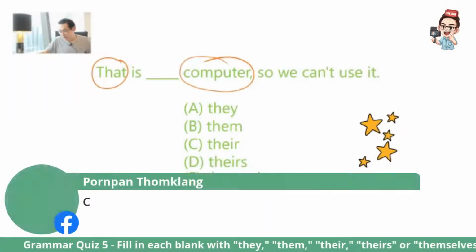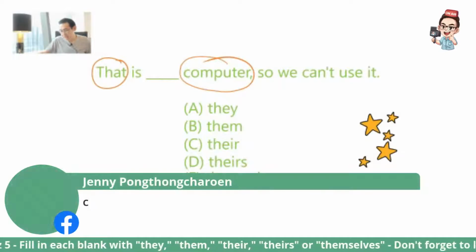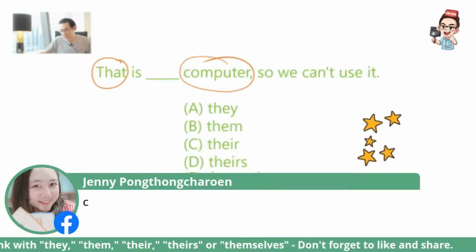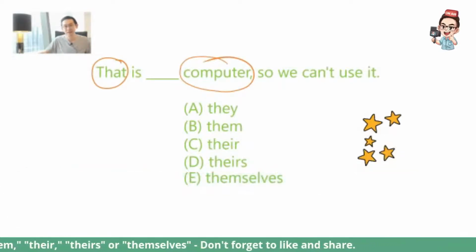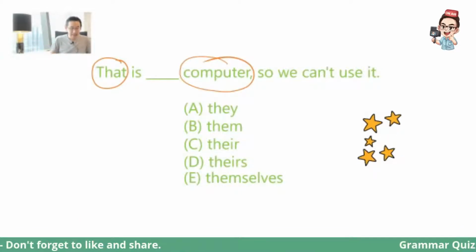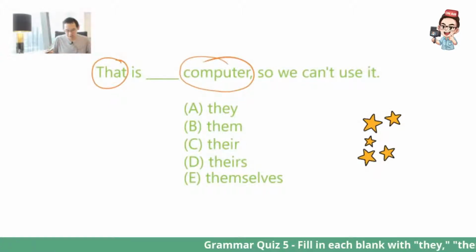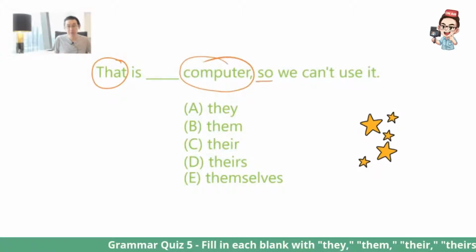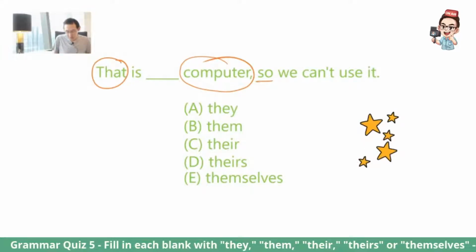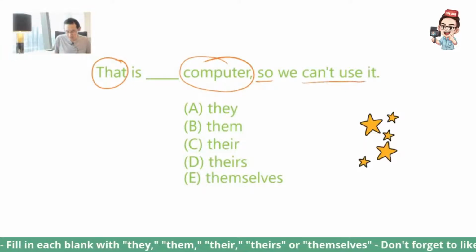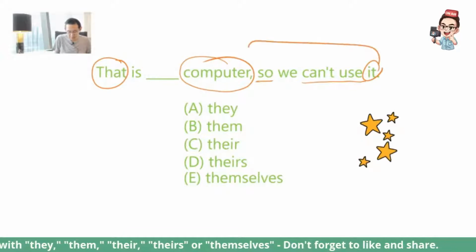Right, we have lots more answers. We have a C and also a C from Jenny. Okay, thank you for joining in. Let's look at our sentence. So that is something computer. So maybe we're talking about a computer which is not near us. So as a result, we can't use it. We can't use what? It. It here means the computer.